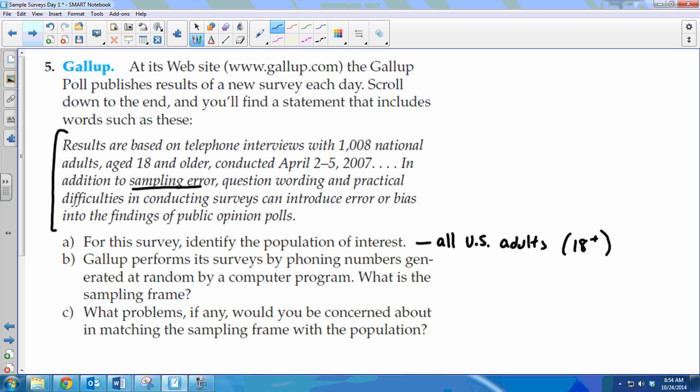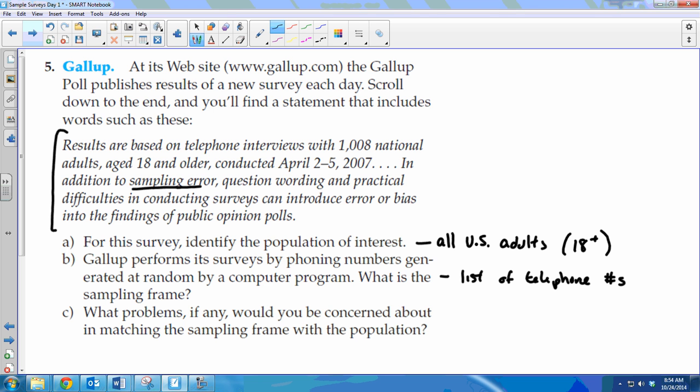Okay. On part B, Gallup performs its surveys by phoning numbers generated at random by a computer program. What is the sampling frame? What sampling frame is their list of individuals? Right, it's going to have to be some list of telephone numbers, right? Somehow, from a phone book or from somewhere.